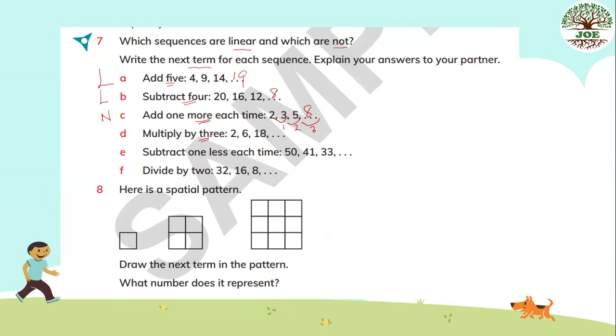Multiply by 3, the same each time. So linear. 2, 6, 18. 18 times 3 is 54. Next, subtract 1 less each time. Not the same, so non-linear.